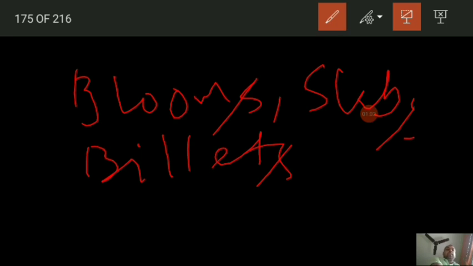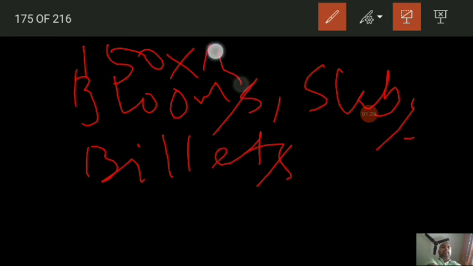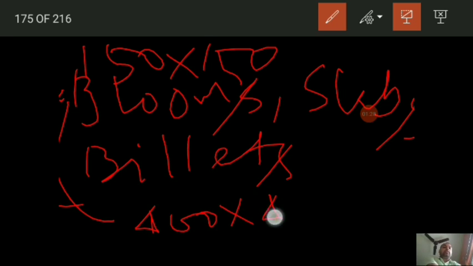Now, blooms are generally of square cross section, as I earlier told you in the previous classes, with cross sections varying from, in particular for blooms, around 150 into 150, as it is a square cross section, to 400 into 400 millimeter. So that is the range for the cross section of the blooms.